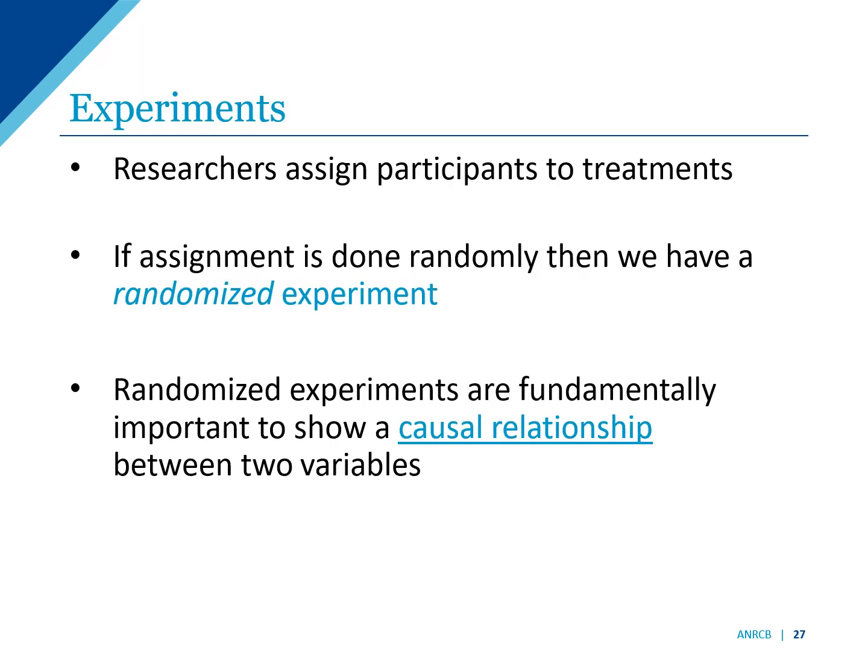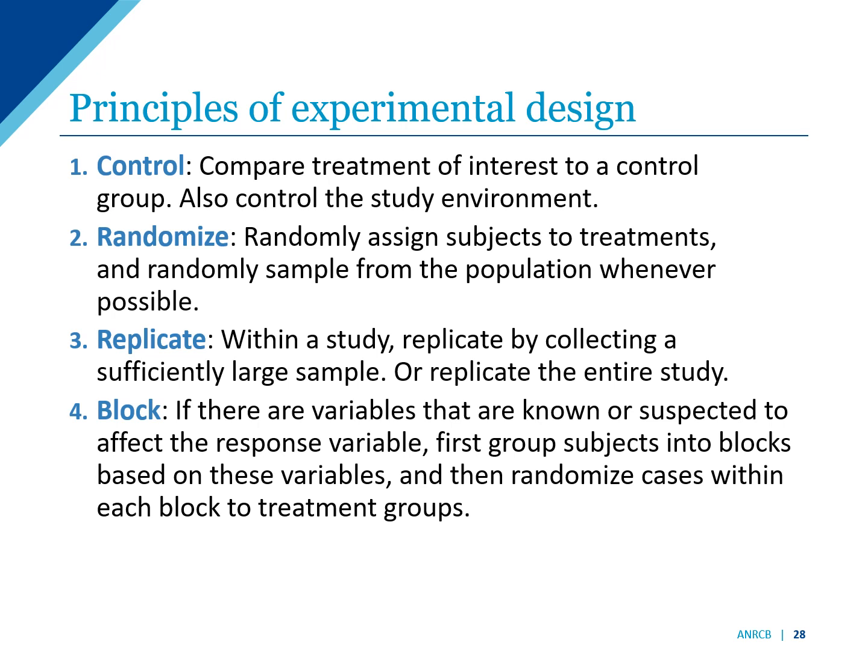Next, we'll review experiments. In experiments, researchers assign the participants to the treatment. If this assignment is done randomly, we have a randomized experiment. Randomized experiments are fundamentally important to show a causal relationship between two variables. There are 4 core principles of experimental design: control, randomize, replicate, and block. Control refers to controlling the study environment carefully so that outcomes can be attributed to the treatment, and also refers to using a control group.